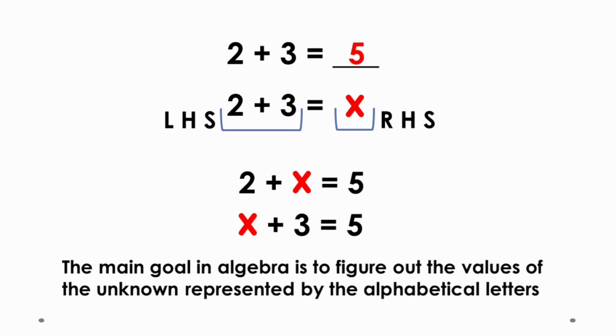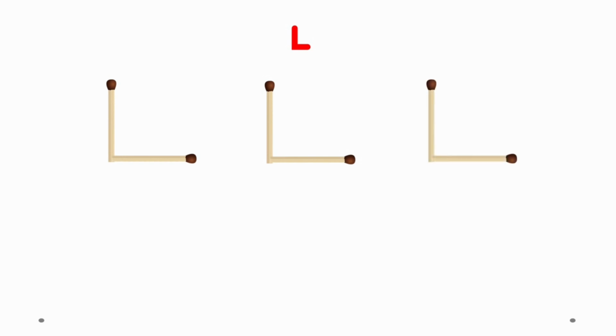Let's understand this further with the help of matchstick patterns. To make the alphabet L, we can take two matchsticks and place them like this. To make another L, we will need two more matchsticks to be placed like this. And to make yet another L, we need two more matchsticks. So a pattern is emerging now.